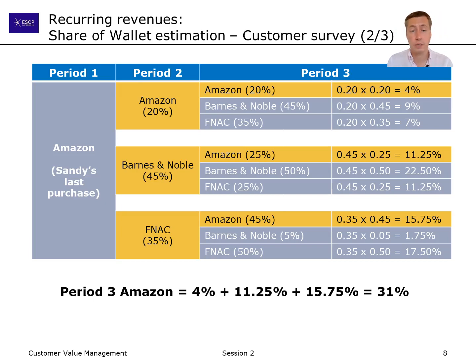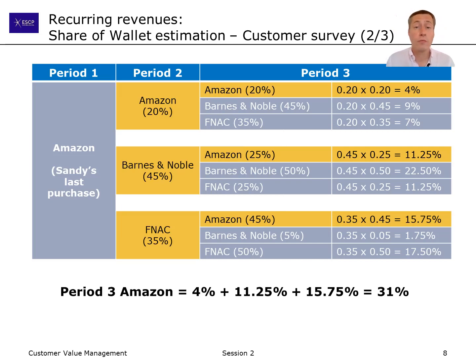20% times 20% is 4%. And 4% is just the probability that Sandy goes to Amazon in period 2 and to Amazon in period 3. 20 times 45% is 9%, which is the probability that she goes to Amazon in period 2 and to Barnes & Noble in period 3. If you do this for all the 9 cases and you sum up those probabilities, you just come to 100% because this spans up the entire universe of options that Sandy has.